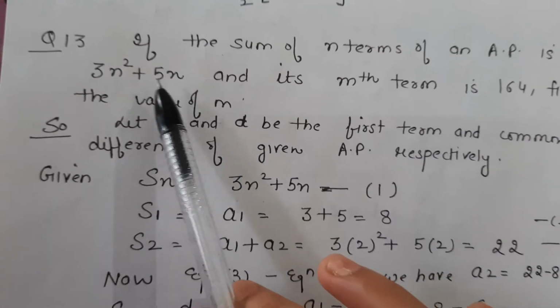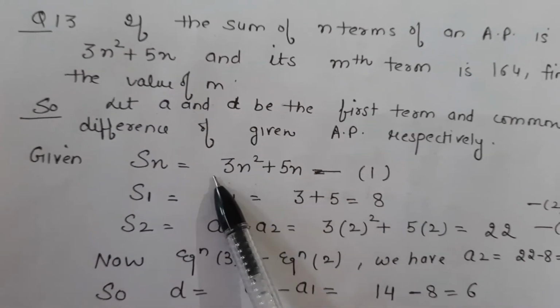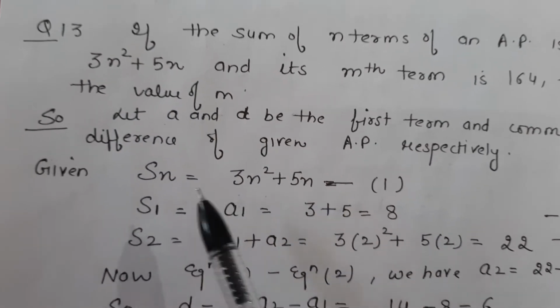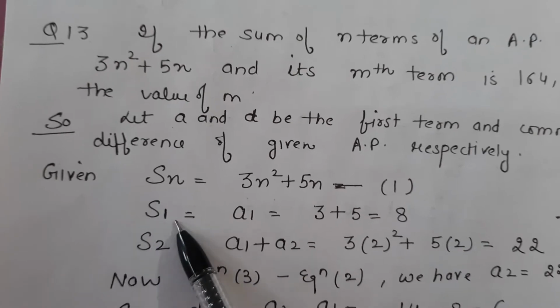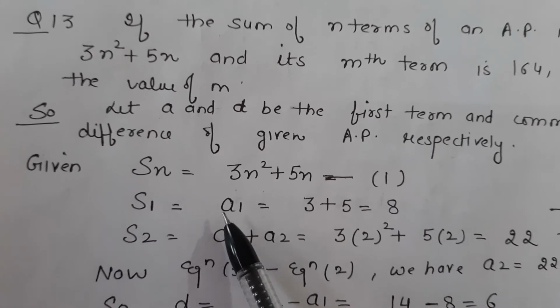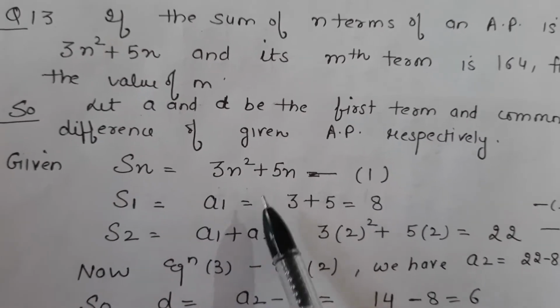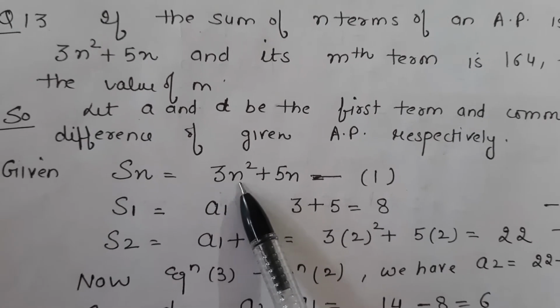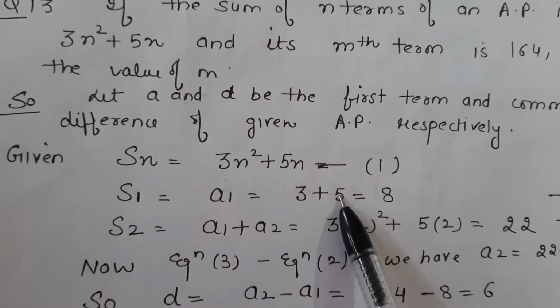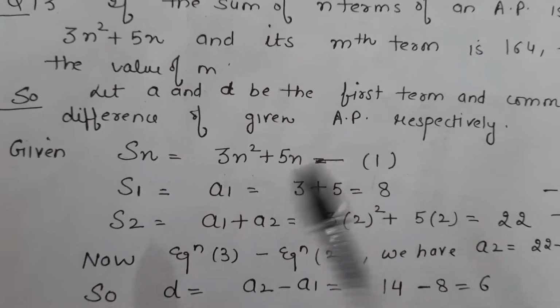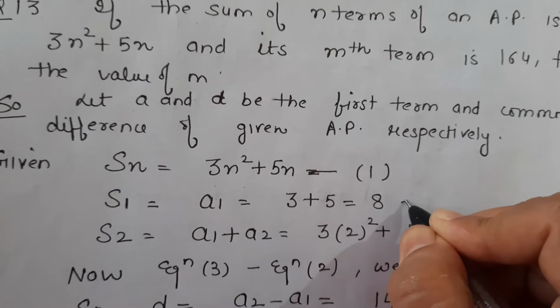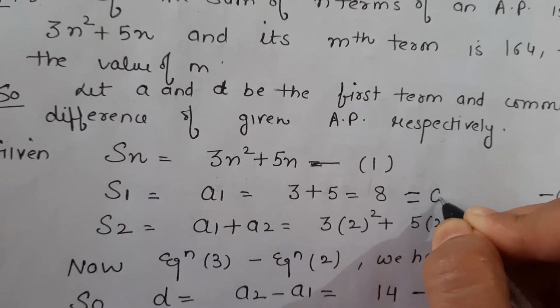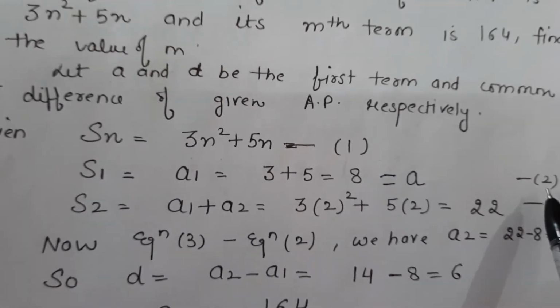You are given the value of Sn. So I have written here Sn. Now if I write S1 denote the sum of first term, or you can simply say the first term of your AP. So put n is equal to 1 here also. We will get 3 plus 5. This is equal to 8. A1 means the first term. That means you can also write this as A. Let it be equation number 2.